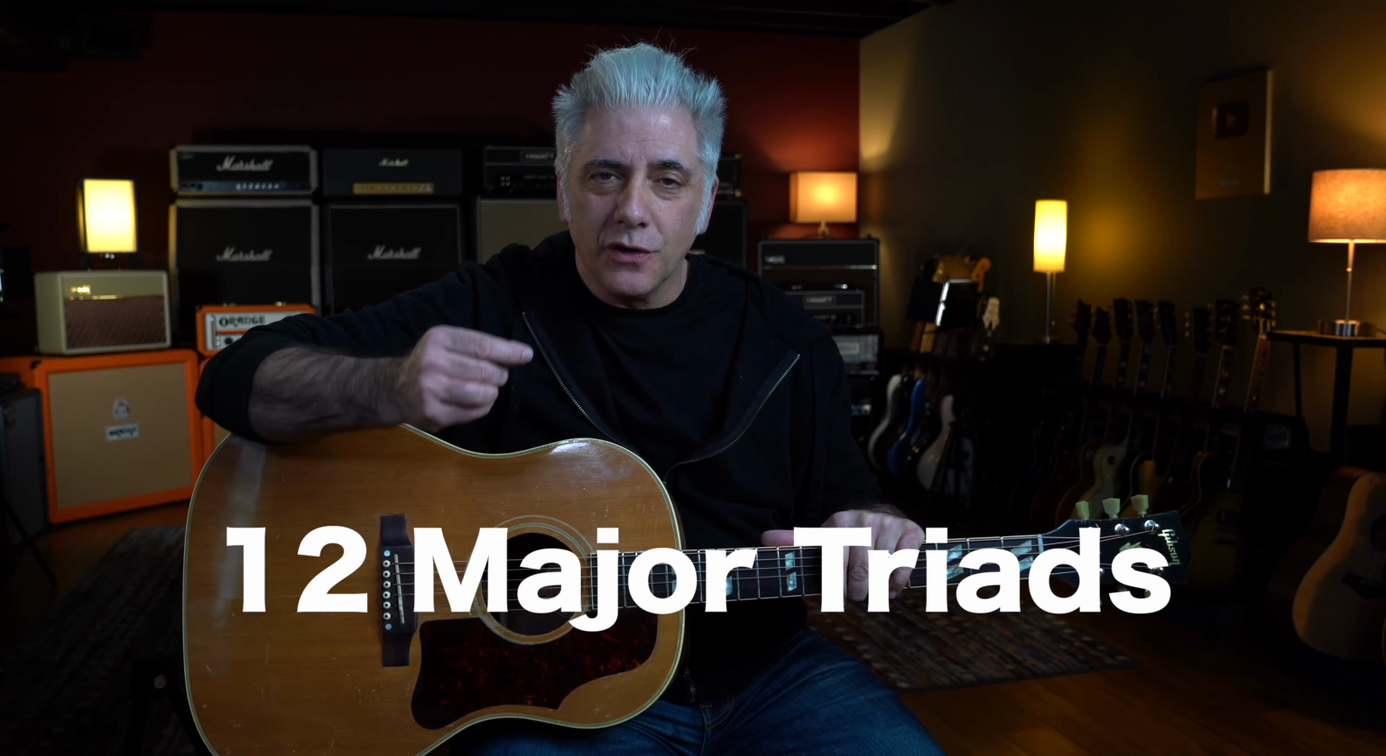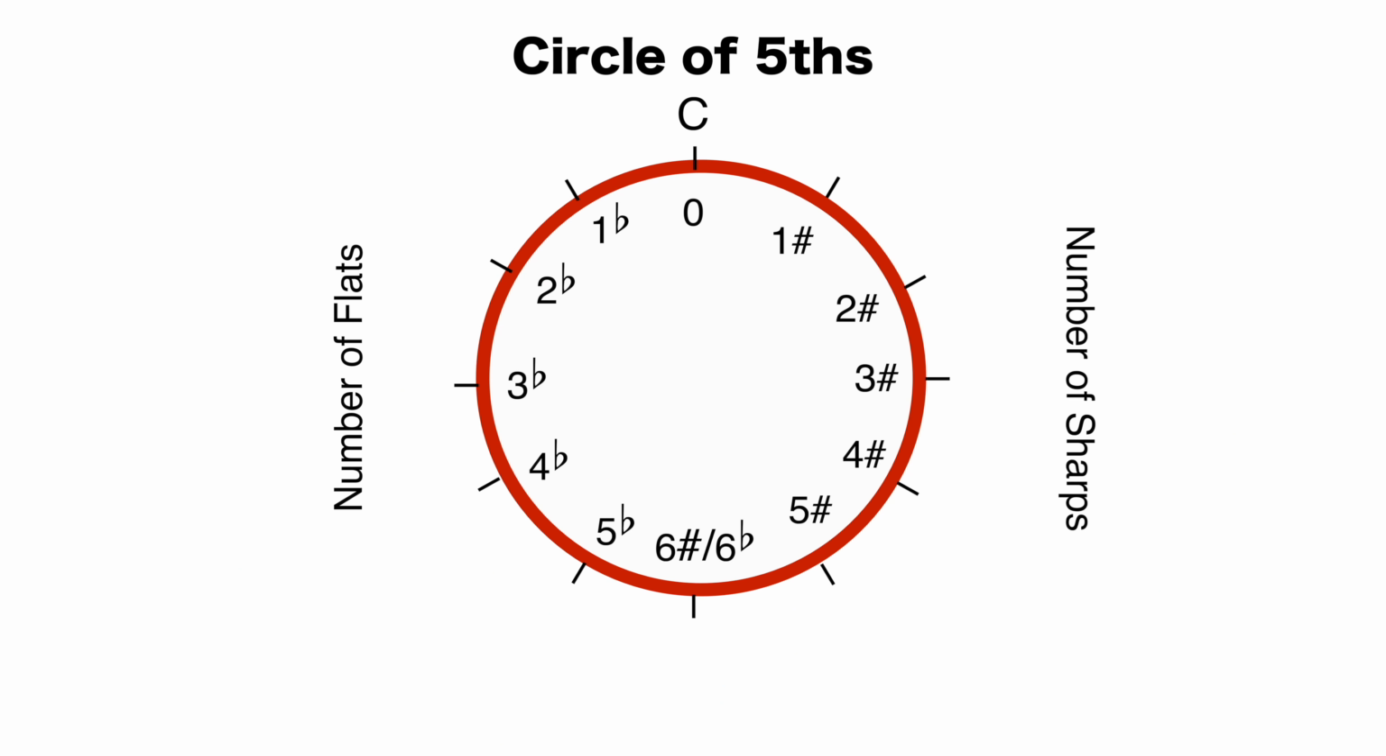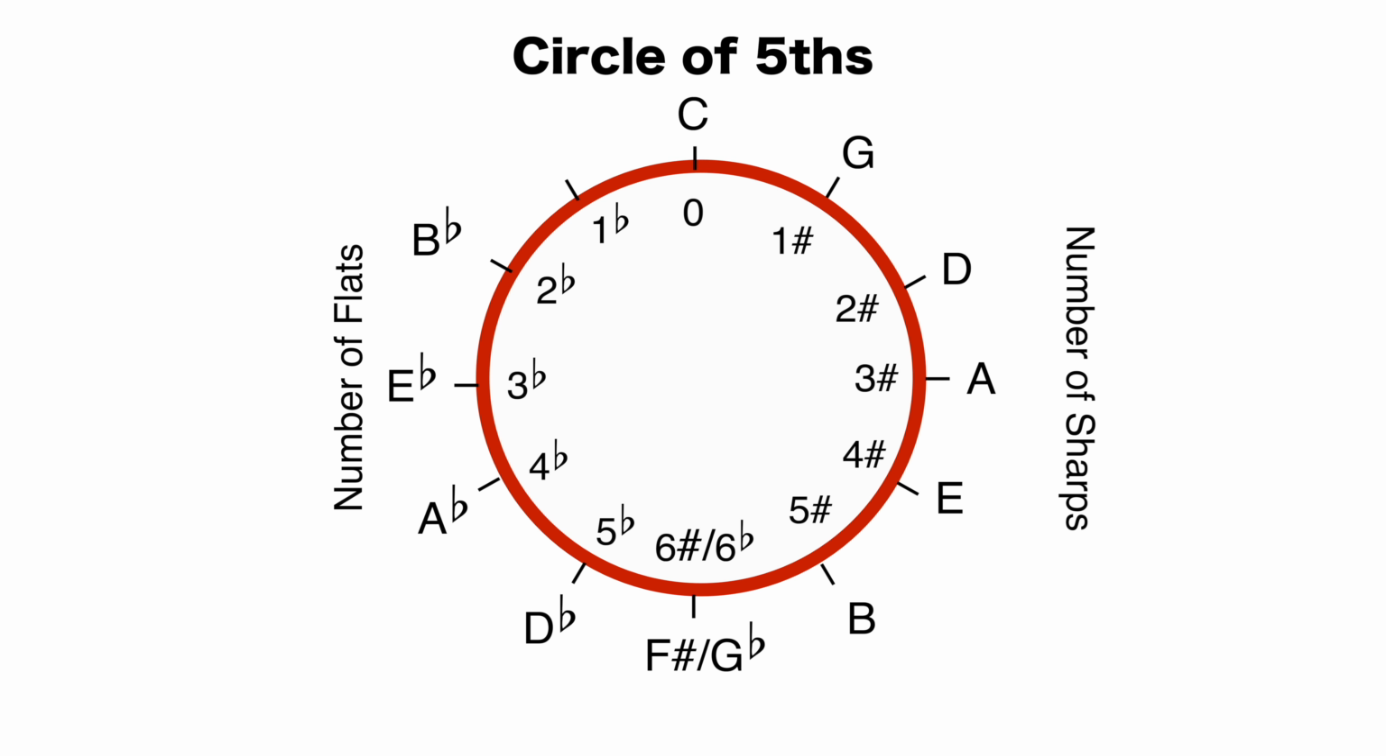Well, the first thing that you need to do to be able to analyze any chord is to simply memorize the 12 major triads. Now, why am I saying that? If you know the 12 major triads, that would be C major, G major, D major, A major, E major, B major, F sharp major, D flat major, A flat major, E flat major, B flat major, F major.